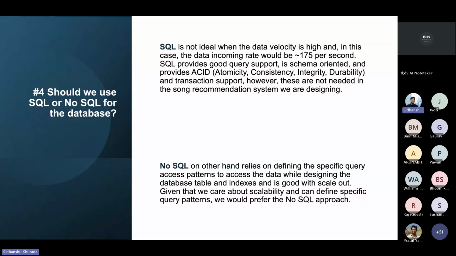And our access patterns will be very concise, based on our requirements. Given that we care about scalability, the data velocity is high, and as we get more popular we'll get more incoming traffic, it's good to have a NoSQL system.